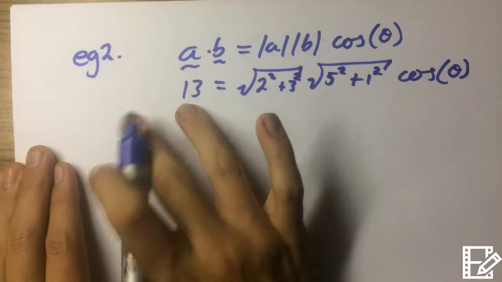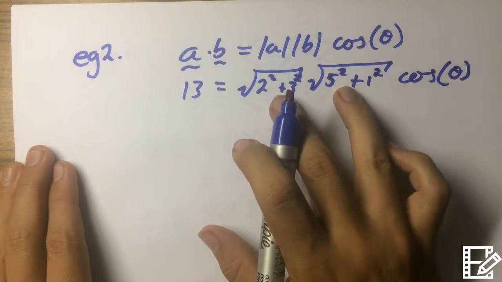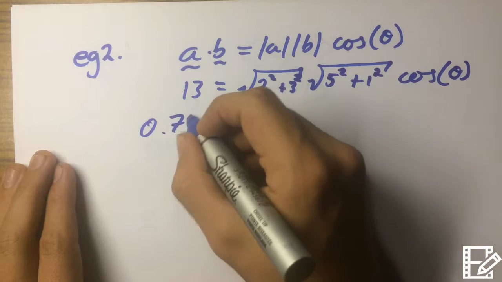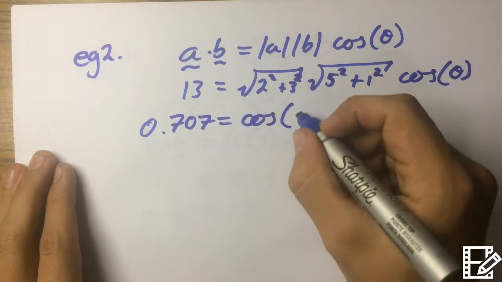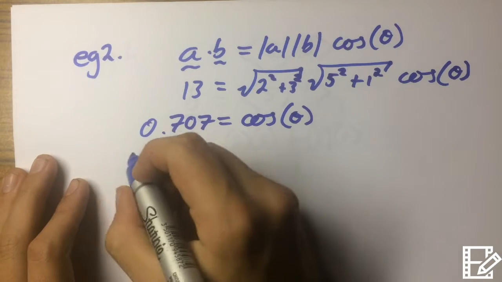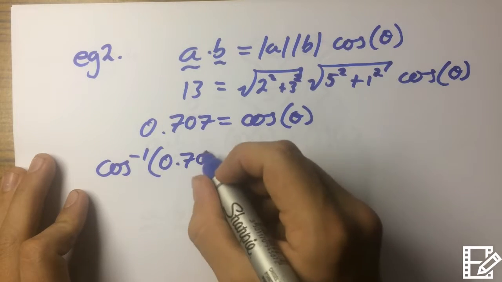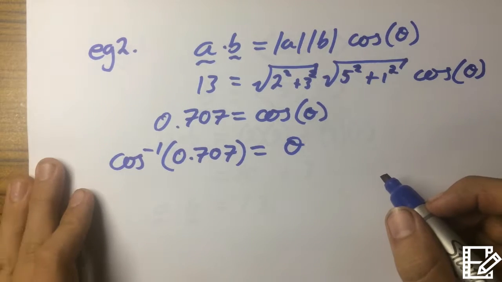So we're going to grab 13, divide it by the magnitude of a, then divide it by the magnitude of b, and the number we will end up getting is 0.707, and that will equal just cos theta, now that everything else is gone. Now we take the inverse of cos of 0.707, and that will just equal theta. We'll get theta on its own.